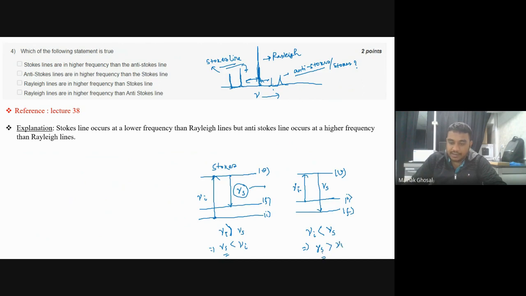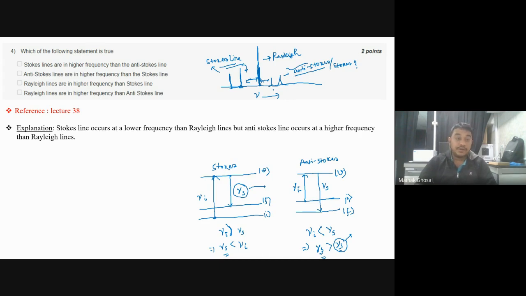So this is the anti-Stokes line. This nu s for the anti-Stokes line will be higher than the incident light, and the incident light is nothing but the Rayleigh line. So your anti-Stokes line will have a frequency higher than the Rayleigh line. If this is a Raman spectrum, on the lower frequency side there will be the Stokes line, and on the higher frequency side there will be the anti-Stokes line.